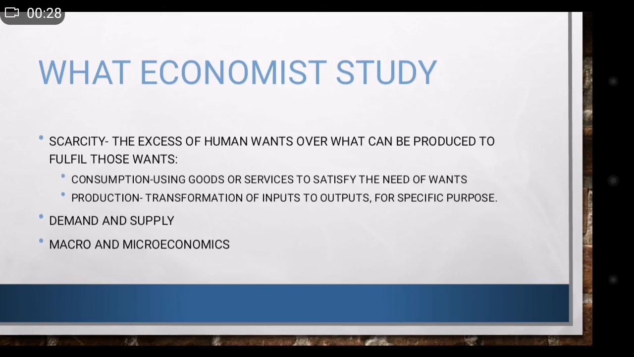Consumption is the use of goods or services to satisfy our needs. The things that we need are not necessarily just goods, they are also services such as insurance and other things. Production is just the transformation of inputs to outputs. Economists also study supply and demand, and they also study macro and microeconomics.